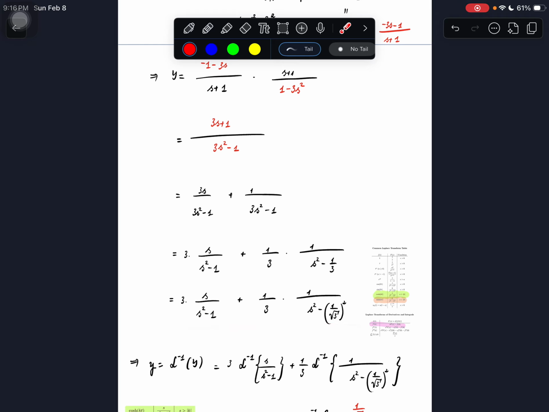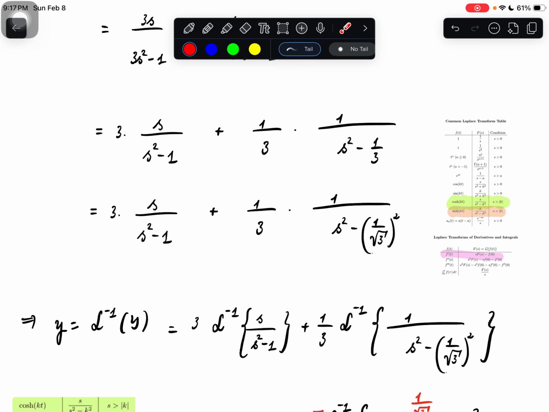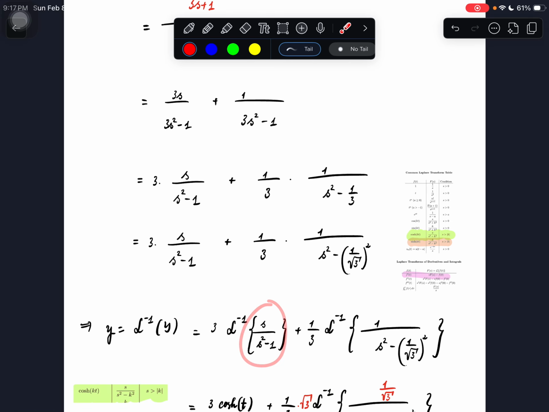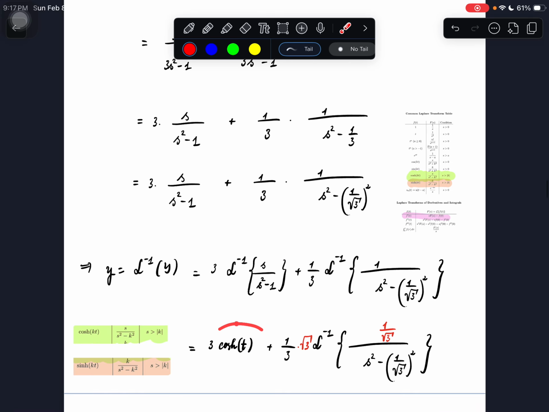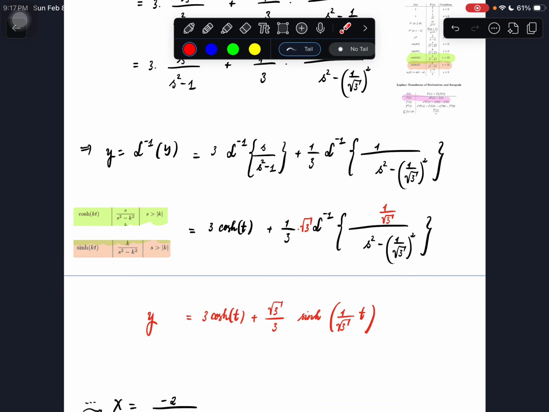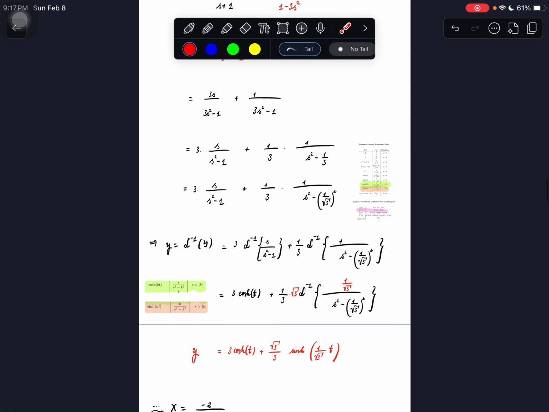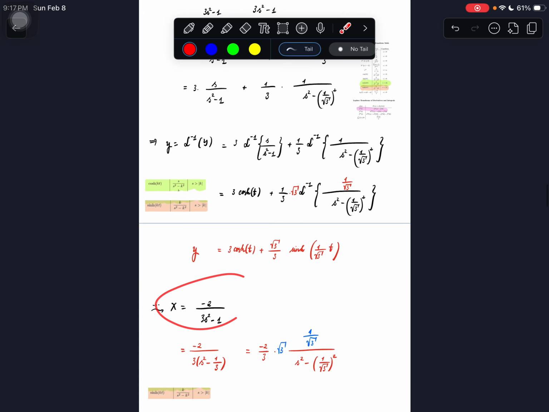Small y would be the inverse transform of big Y, so the inverse transform of this. Using the table, the inverse transform of S over S squared minus 1 gives hyperbolic cosine here. And we have the inverse transform of this, which would be hyperbolic sine of t over root 3. And that is for big Y, and you do the same for big X.